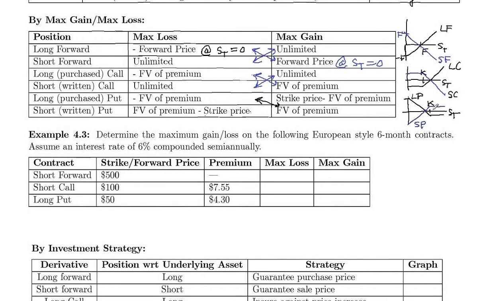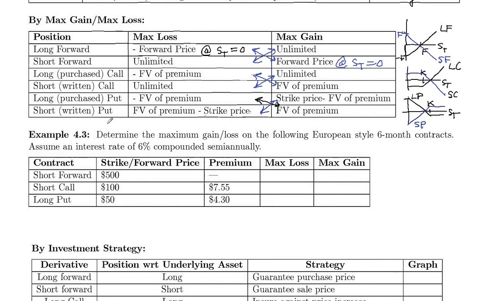So when you write a put, you give someone else the right to sell at K. If the market price increases over K, they're not going to exercise that right to sell. They're just going to let the contract expire worthless. You get to keep your premium here. Okay, so notice that these two are negatives of each other. I think you'll find it helpful to remember what those graphs look like, and that'll help you in particular situations.